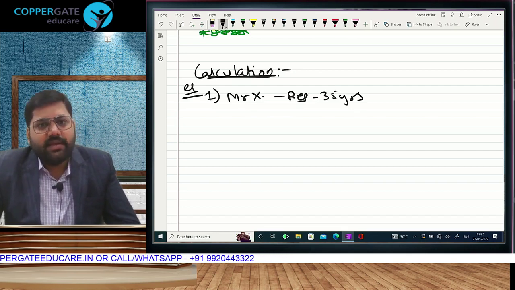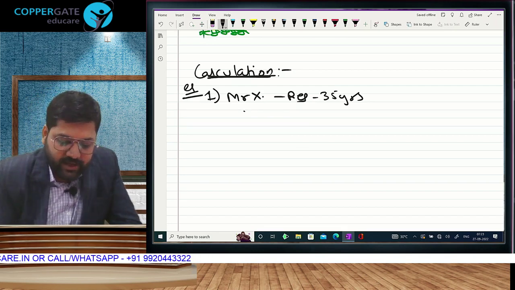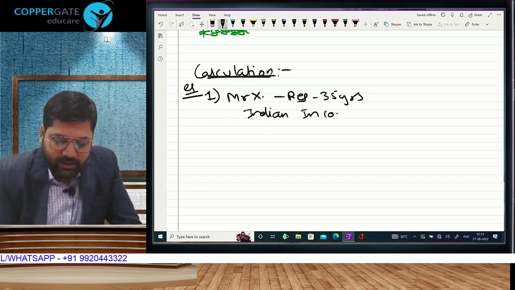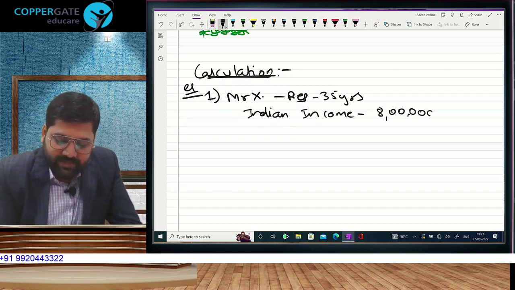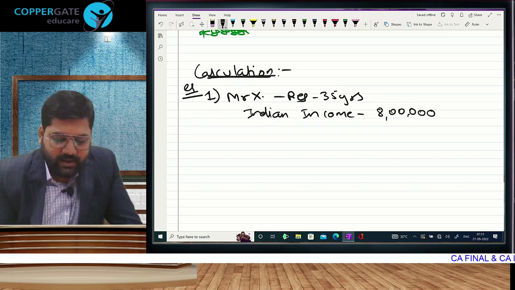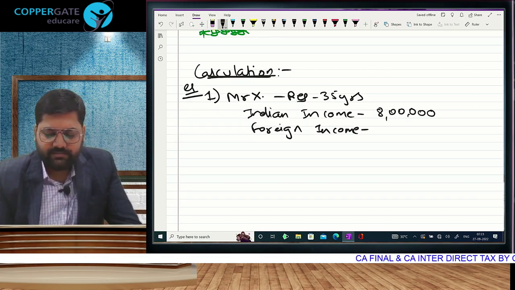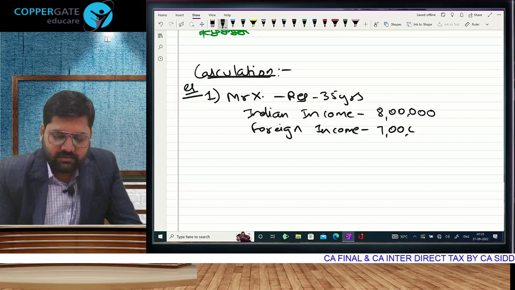Mr. X, resident, age 35 years, is giving you data. He has got Indian income of 8 lakh rupees. That means, can I say the source of income was in India? And he has got foreign income, any country, country A, country B, country C, whichever country you want to take, 7 lakh rupees.